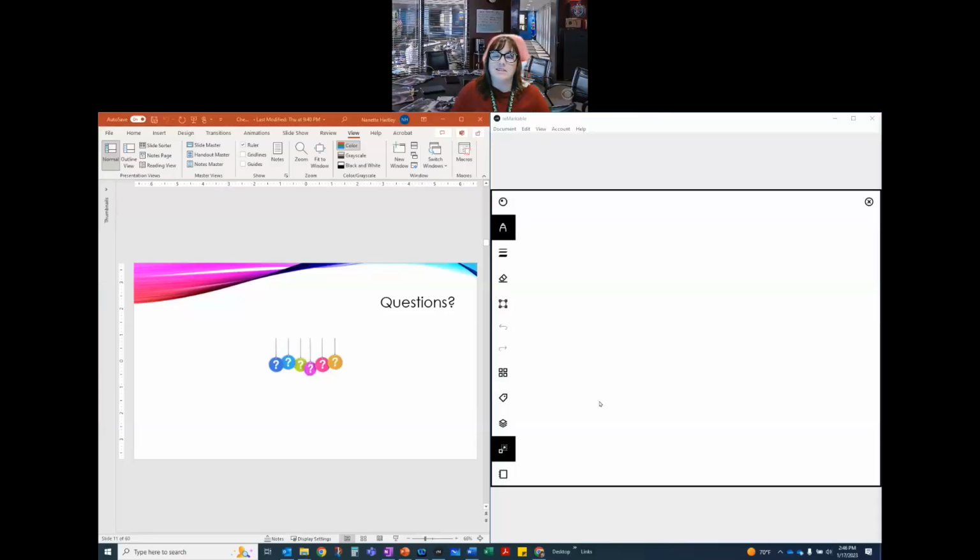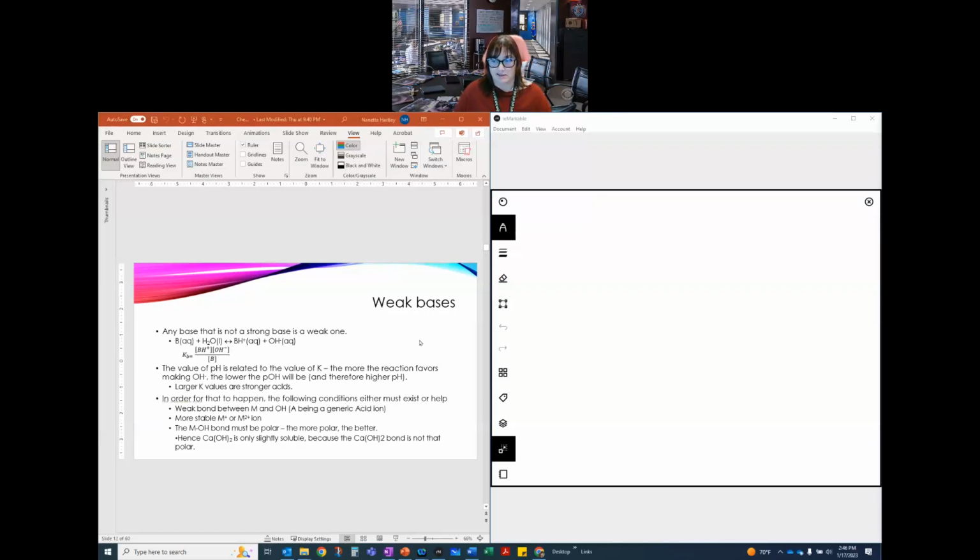Okay, hey guys, let's go ahead and get into the next topic, which is weak bases. Now, principally, this is not any different than our weak acids. It's just a little bit different. So let me show you this so you can see that they're similar, and we should be okay.